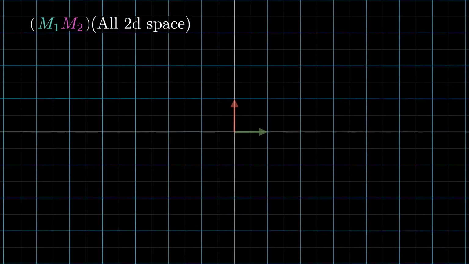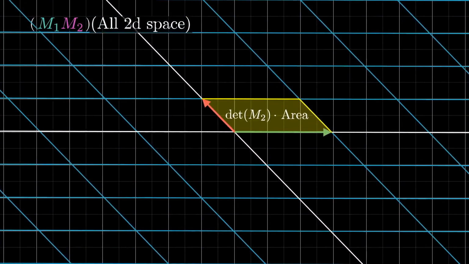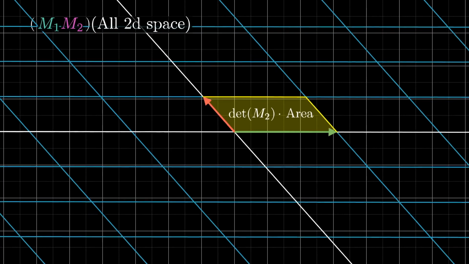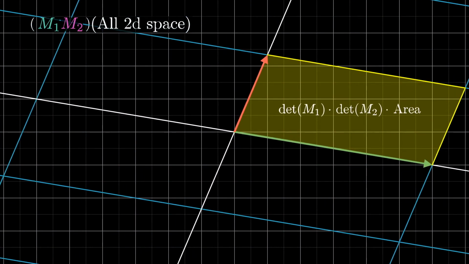Well, the action of M2 scales areas, or volumes, by the determinant of that matrix, and the action of M1 scales areas, or volumes, by the determinant of that matrix. So the factor by which the composition, M1 times M2, scales areas or volumes, which is what the expression determinant of M1 times M2 means, well, that's going to equal the product, determinant of M1 times determinant of M2.